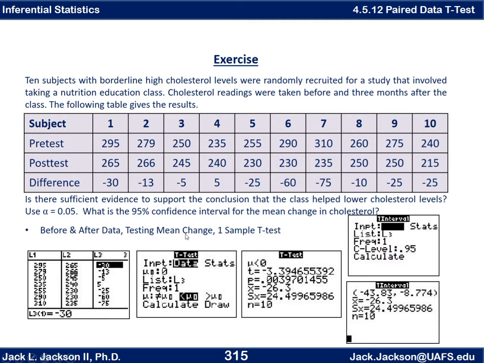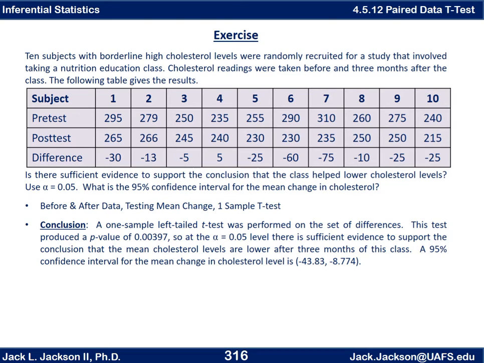So the conclusion is there is sufficient evidence to suggest that the cholesterol went down, and so therefore there's a good chance it was from this class, and the amount that it went down on average, we're 95% sure is somewhere between about negative 44 points and negative 8 points. So we see that this has our conclusion here.